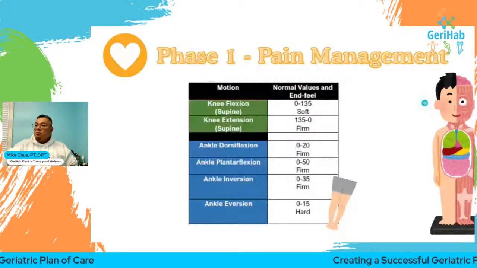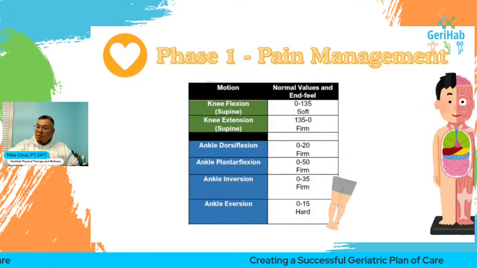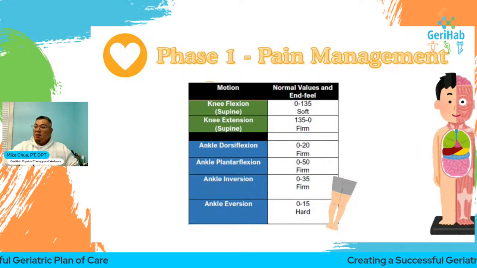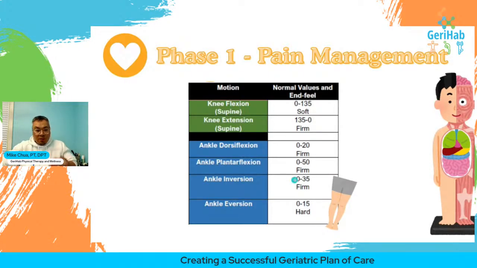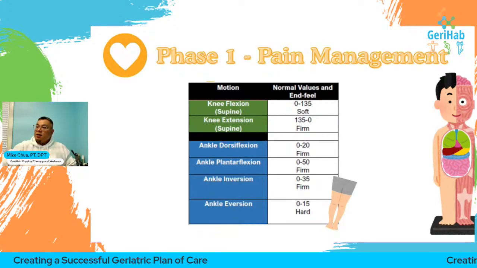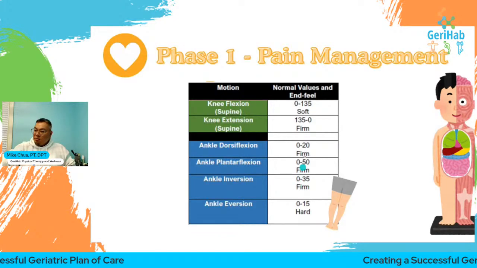Knee flexion supine needs to be soft, but like we already talked about, if it's empty, if they're hurting, there's something going on. It could be tight. Dorsiflexion, most are firm except for eversion. Eversion is hard because the lateral malleolus is hitting the talus there. But most of them are firm.